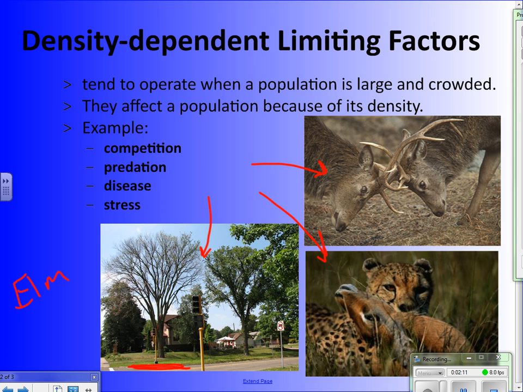Obviously, as we increase the amount of members of a population in an area, it begins to put stress on the population. And stress can have very negative effects on populations. It can limit births, it can cause health problems, and so this would be a density-dependent limiting factor as well.